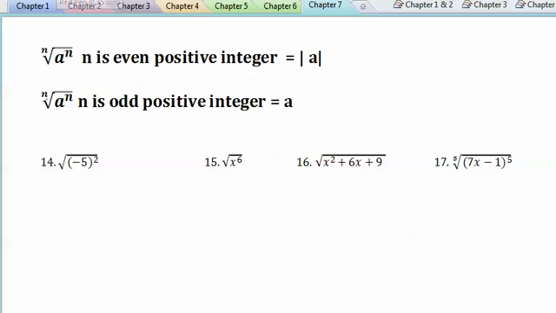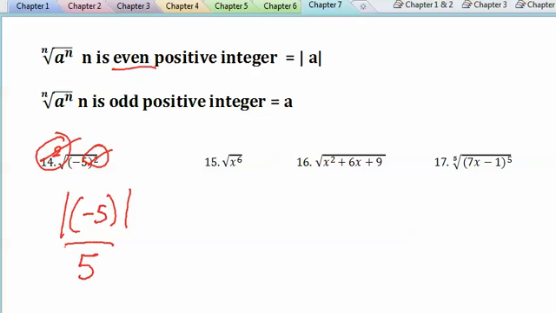So let's take a look at this. If my index is 2, remember we talked about at the very beginning how these are opposites of each other. So they basically cancel out, but because they're both even, it's actually going to be the absolute value of -5, which would be +5. Number 15, index is 2, so they're even. So 6 divided by 2 is x to the third. And again, because that index is even, it's absolute value.